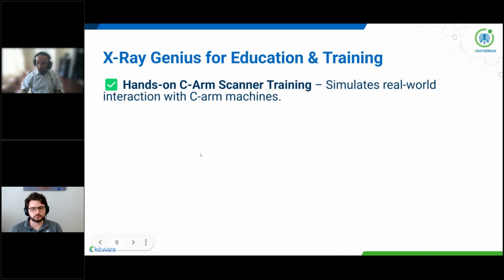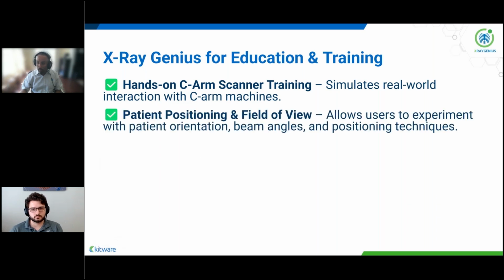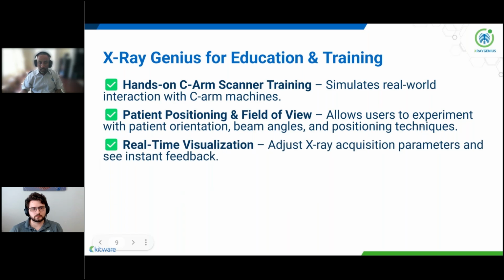If you're looking at ways to do proper positioning of a patient within an X-ray scanner, X-ray Genius is very powerful for helping users experiment with different patient orientations, beam angles, and positioning techniques to really understand the impact on the imaging outcome. Real-time visualization is another area where X-ray Genius can be used.